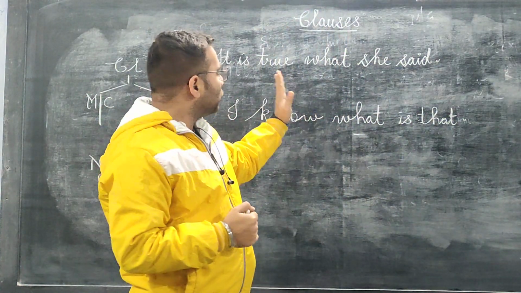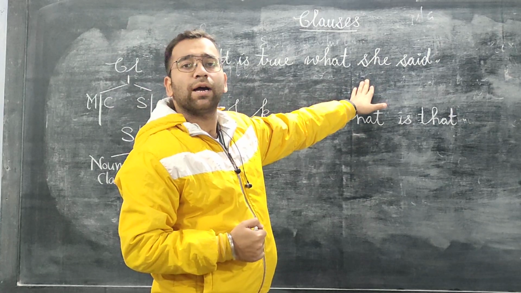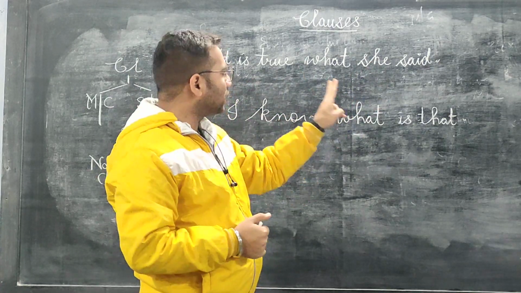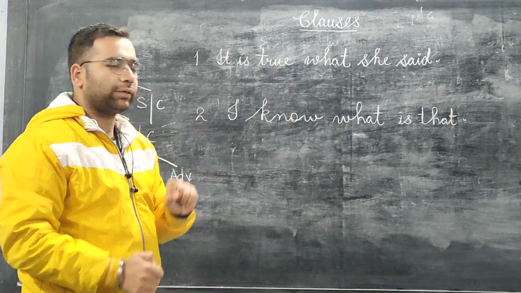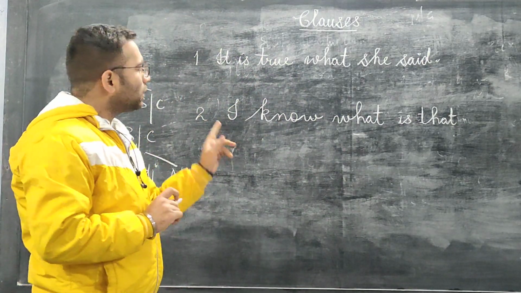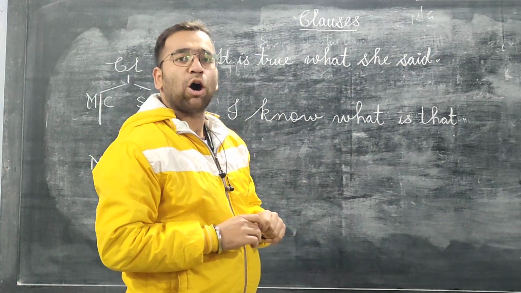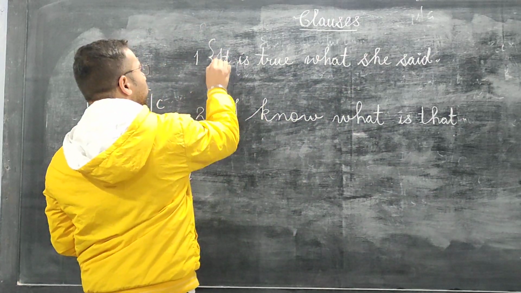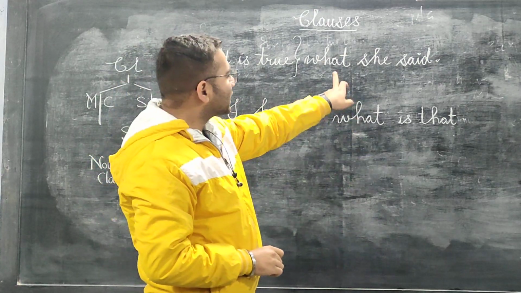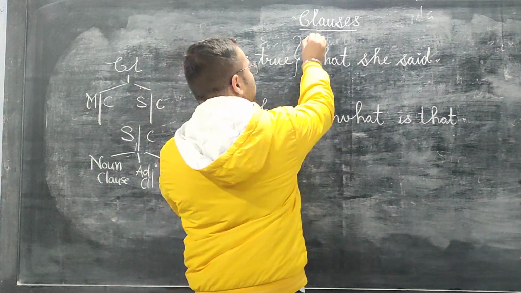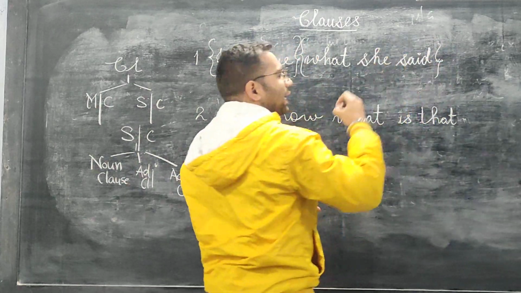First step, you have to divide the sentence into two parts. Do you know that the sentence will contain two parts? Definitely. Now try to divide it. I am giving you 1 second. How will you divide? I hope you are doing it correctly. First part will be: it is true. And the second part: what she said.